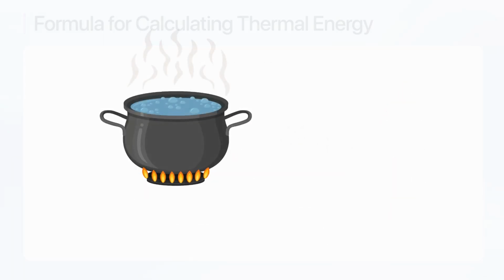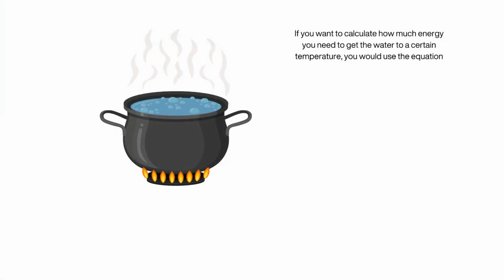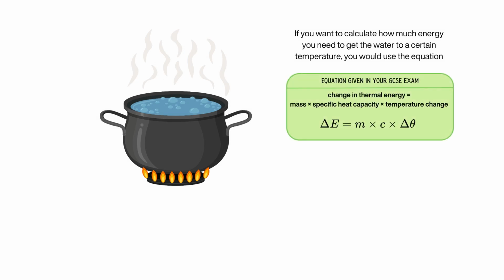Consider heating water in a pot. If you want to calculate how much energy you need to get the water to a certain temperature, you would use the equation E equals mc delta theta.